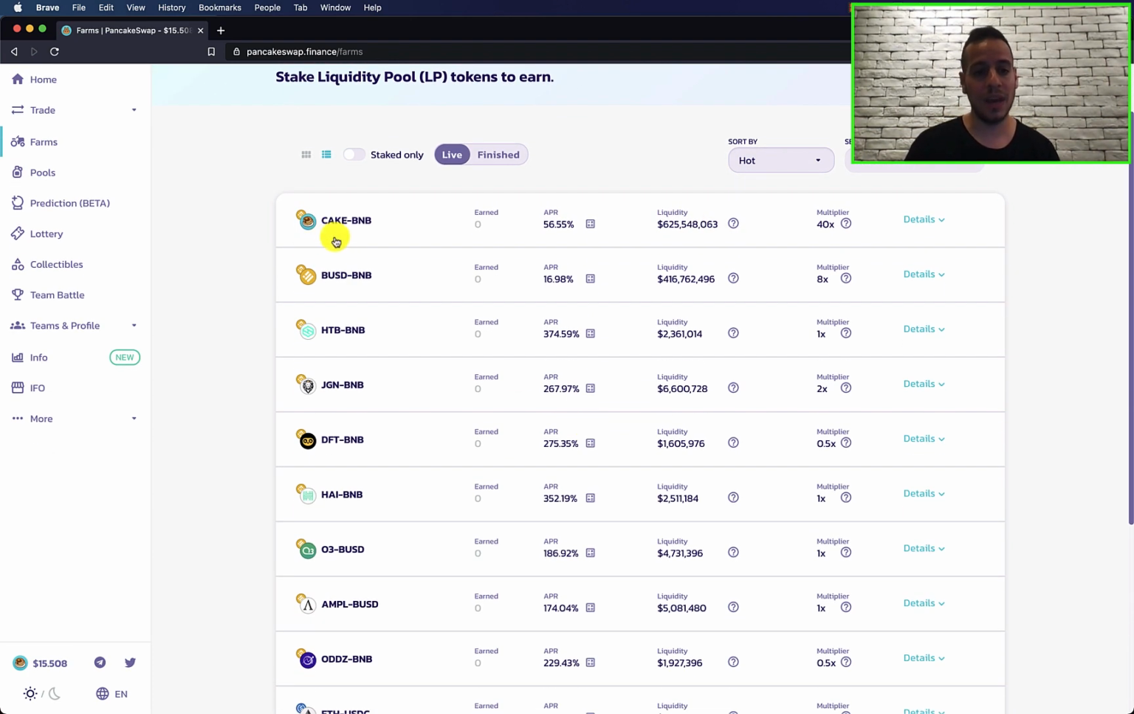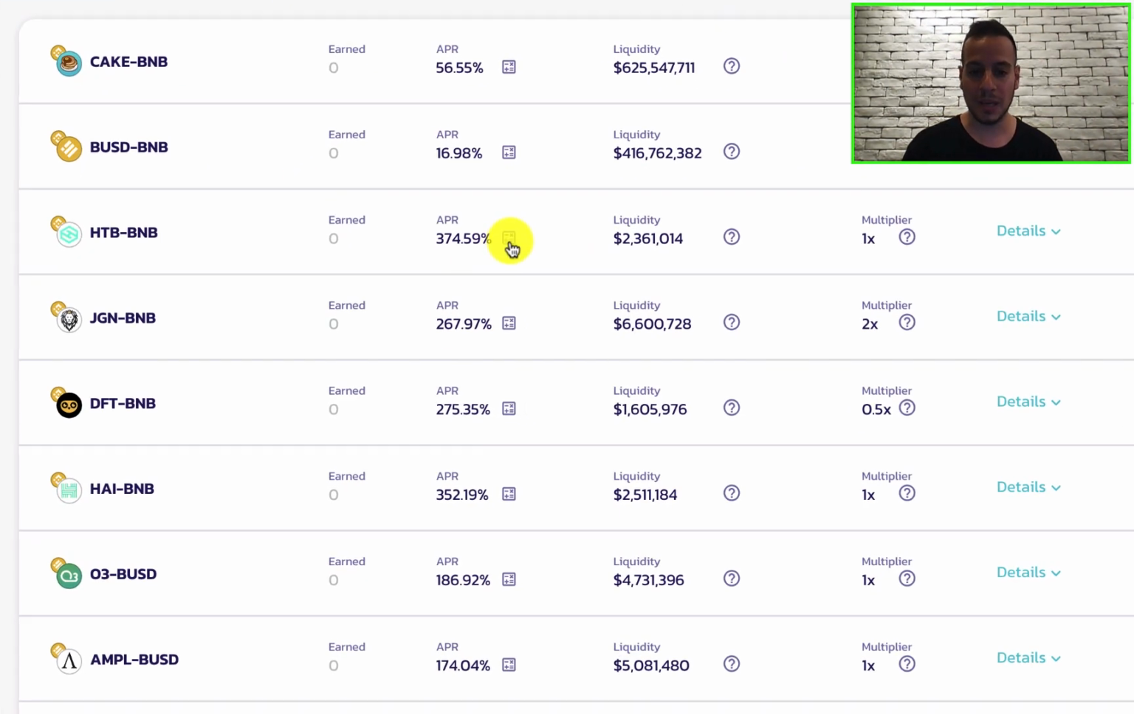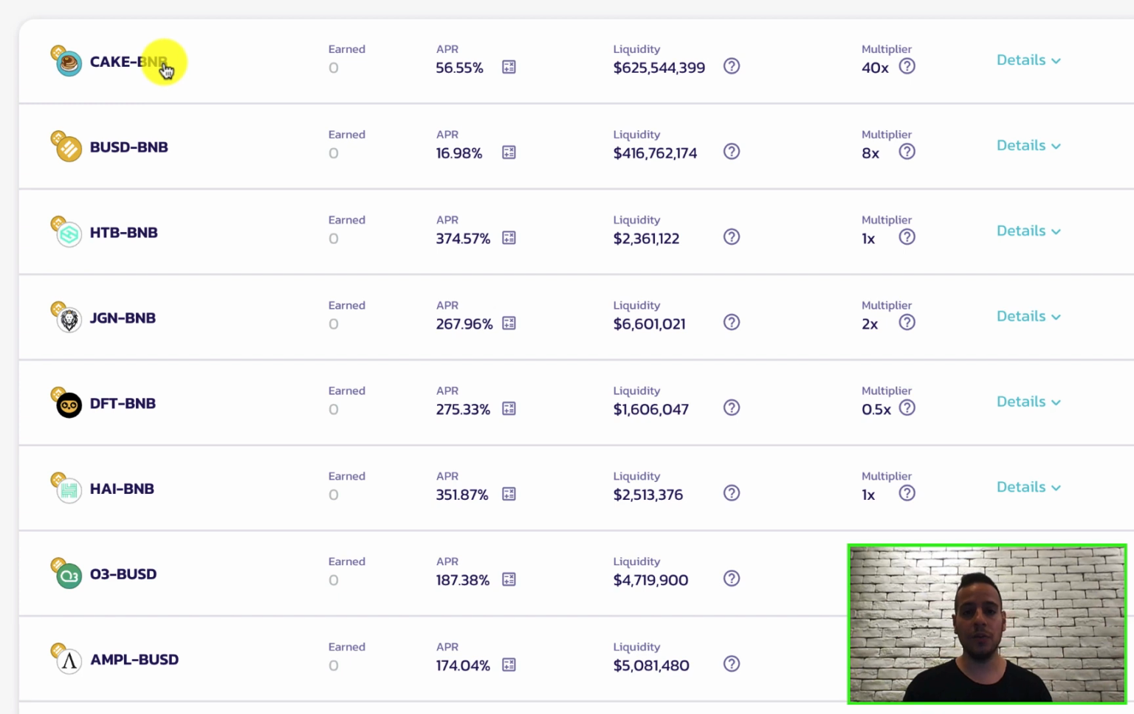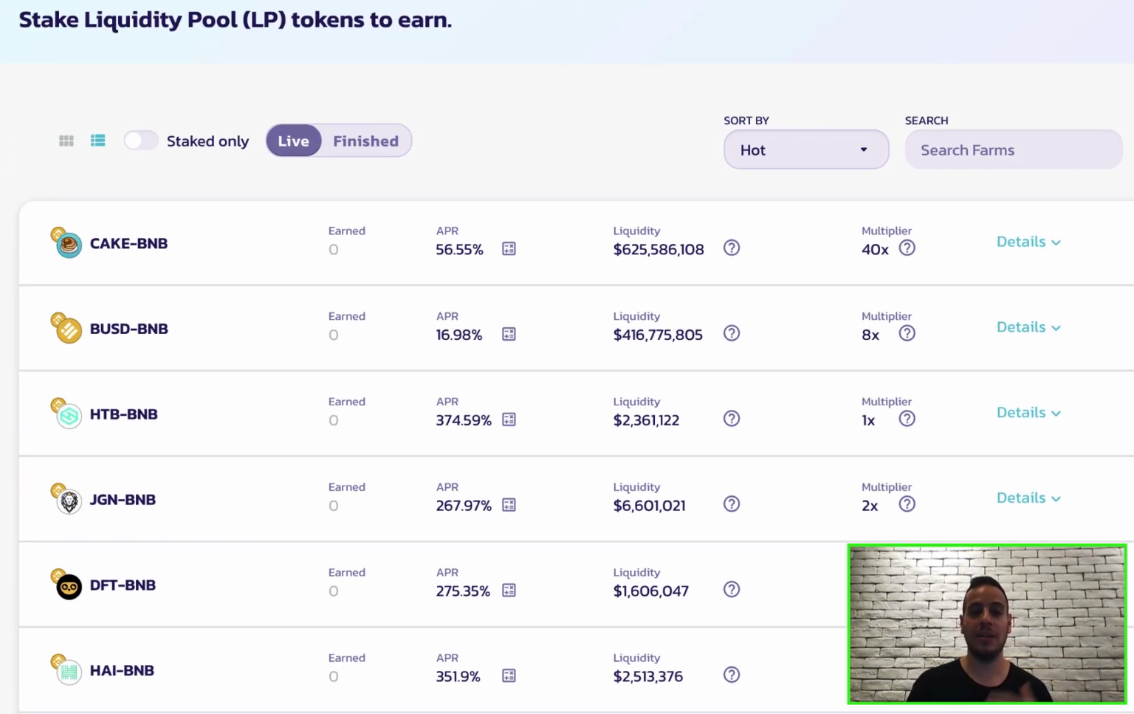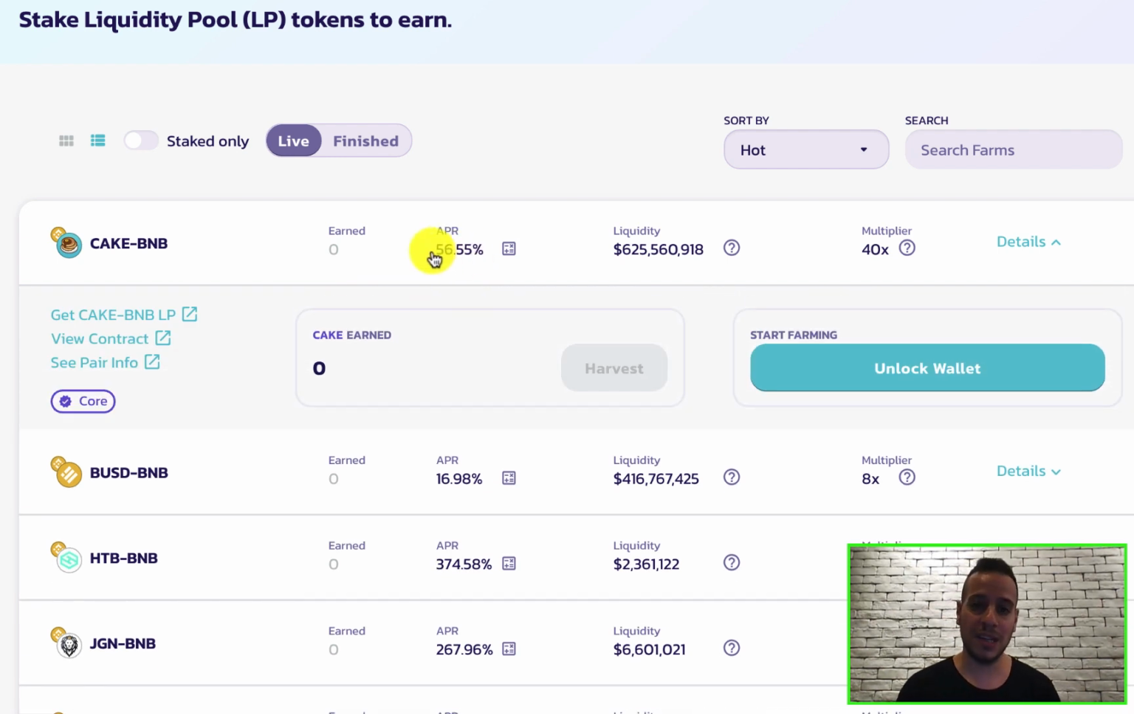As we can see, we have different farms and the APR is changing all the time. The APR basically means the yearly revenue that you're going to get by staking the liquidity pool tokens in the farm. In the Cake-BNB farm, you buy liquidity pool tokens of 50% Cake, 50% BNB, and then you stake them inside the smart contract, the MasterChef, in the farms. Let's say you put $1,000 worth of Cake and BNB and you stake it here, you will get an extra 56.55% yearly income.